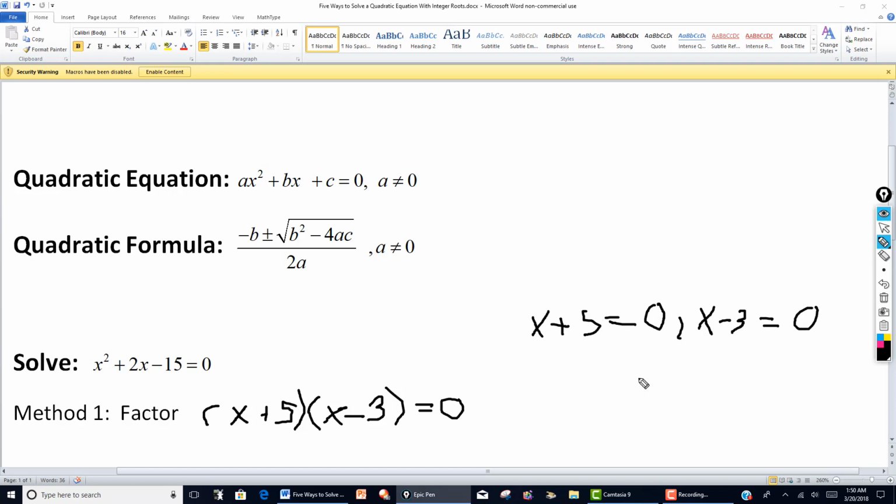So if we just solve these two equations, for this one we add negative 5 to both sides, and we get x is equal to negative 5. And the second one, we add 3 to both sides, I get x equal to 3. So the two solutions that we can have are x equal to 3, x equal to negative 5, or negative 5 and 3. Okay. So that's the way we could solve this particular equation using the factor method. So clear this.